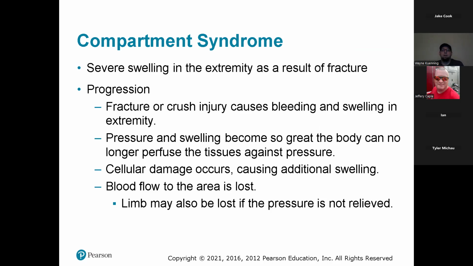Compartment syndrome is characterized as severe swelling in the extremity as a result of a fracture. Fracture or crush injury causes bleeding and swelling. Pressure builds up in the muscle compartments around the bones. Compartment syndrome is when you lose blood flow in the area, and that creates cellular damage and death. If not treated appropriately with a fasciotomy, you may lose that limb.